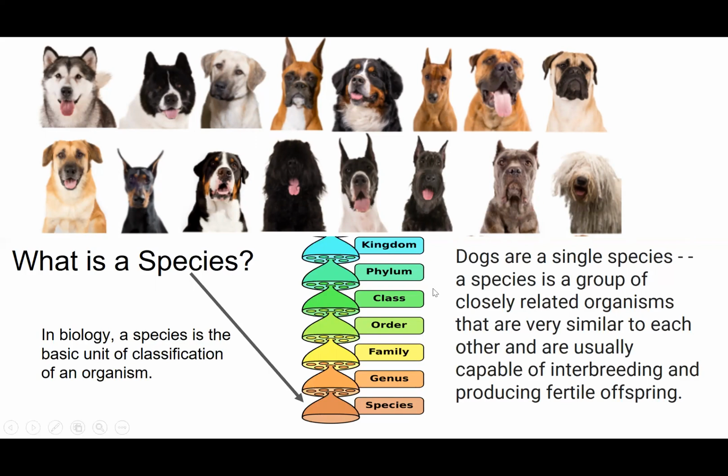One of the things you learned is the fact that you have your divisions, you have your domains. And then from your domains, you're going to have a kingdom in that domain. And then you'll have a phylum.